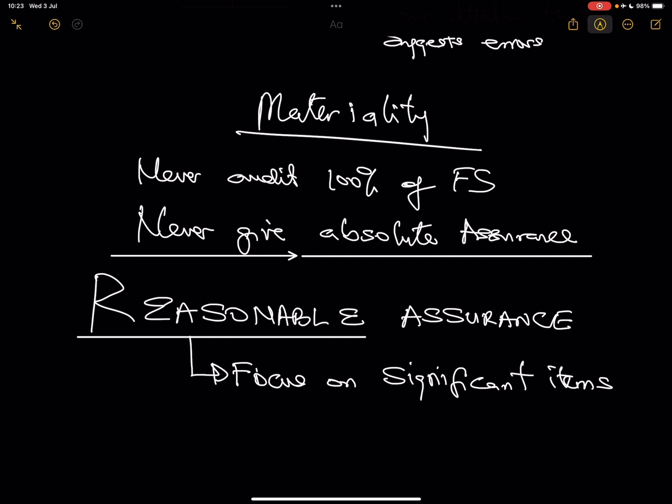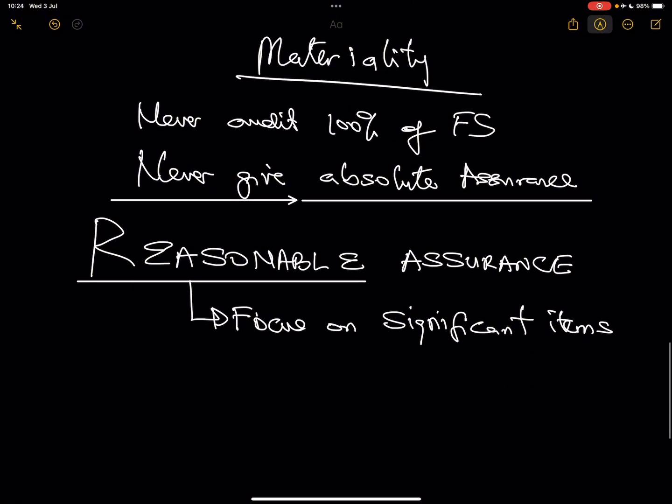And in audit, that must be quantified. We'll get to how that is quantified when we get to planning. Here we're still talking about the framework. So I'm laying the foundation. This lecture is meant to lay the foundation for you, right? So materiality here is just talking about significance. You're only focusing on significant items, and because of that, you cannot give absolute assurance, but you can only give reasonable assurance because you have only focused on significant items.